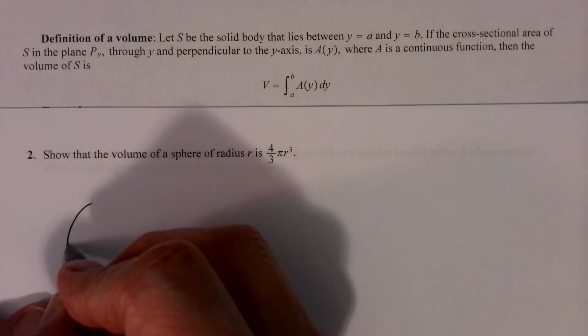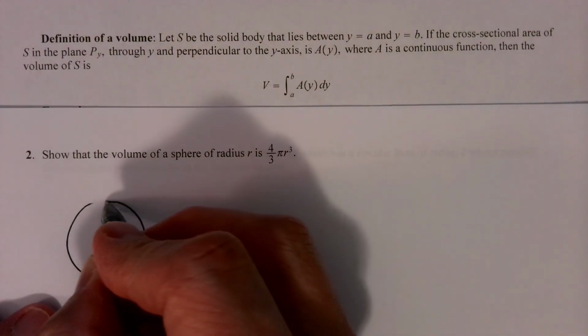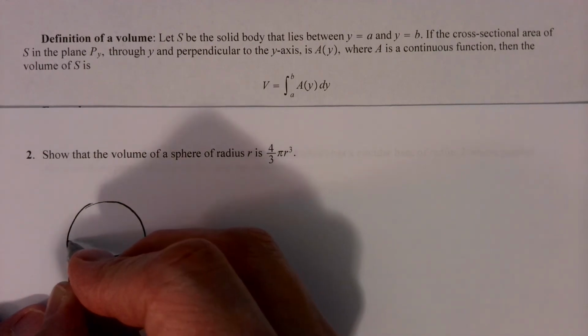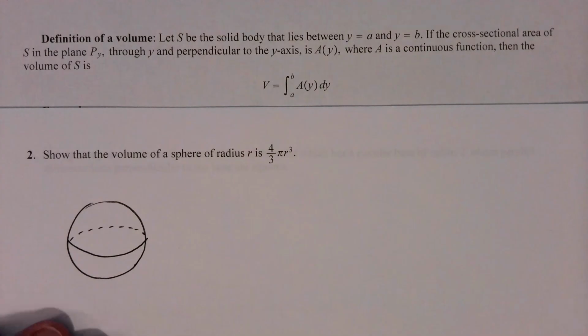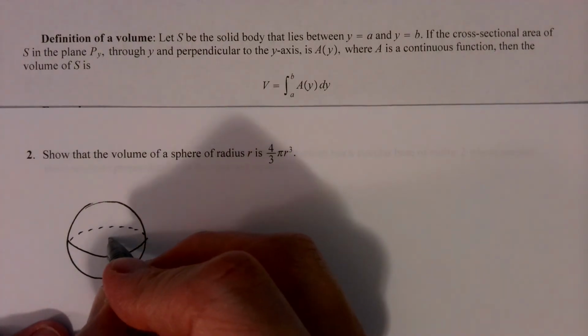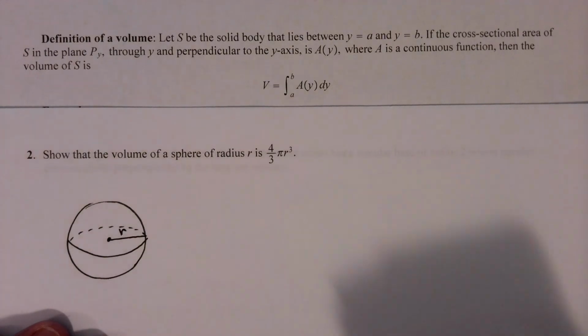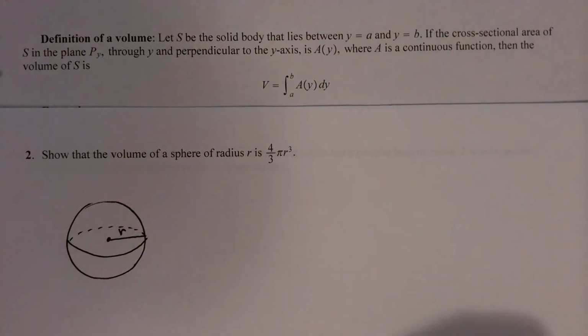So of course a sphere is a big ball, right? Here's an example of what a sphere would look like on a two-dimensional sheet of paper with the hidden line there, and right in the center of the circle, from the center to some point on the edge, that's our radius r. And so what I'm going to do is slice this.